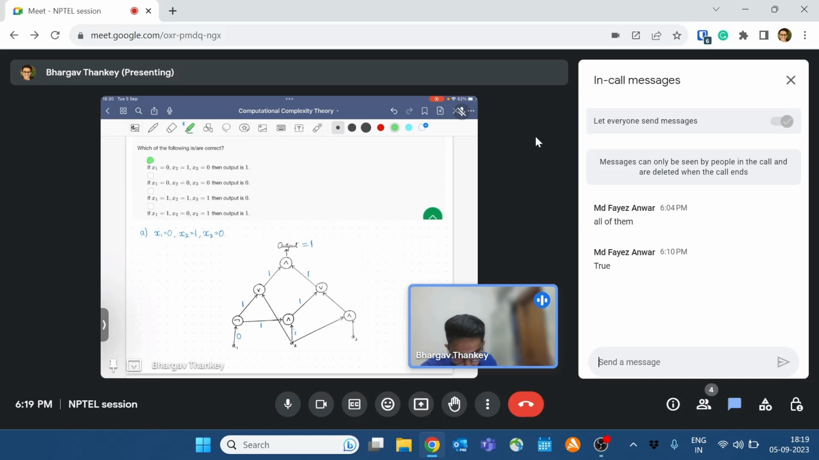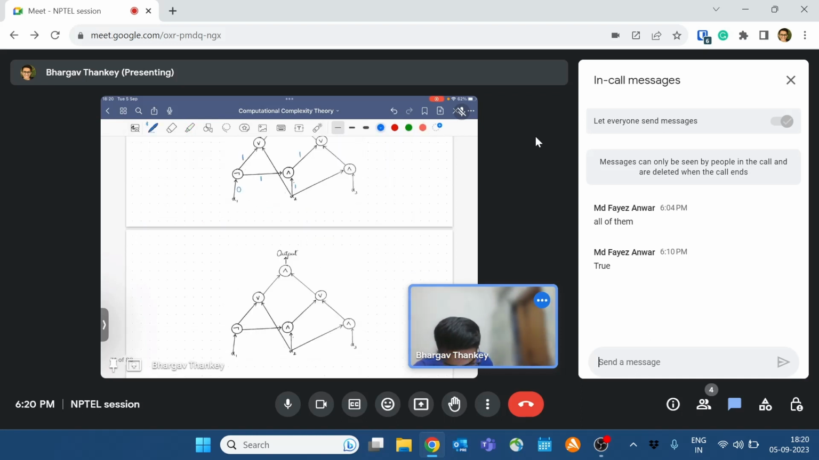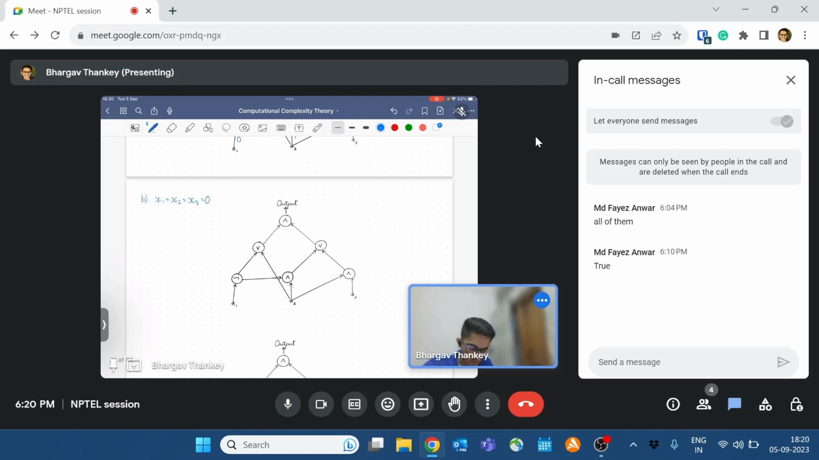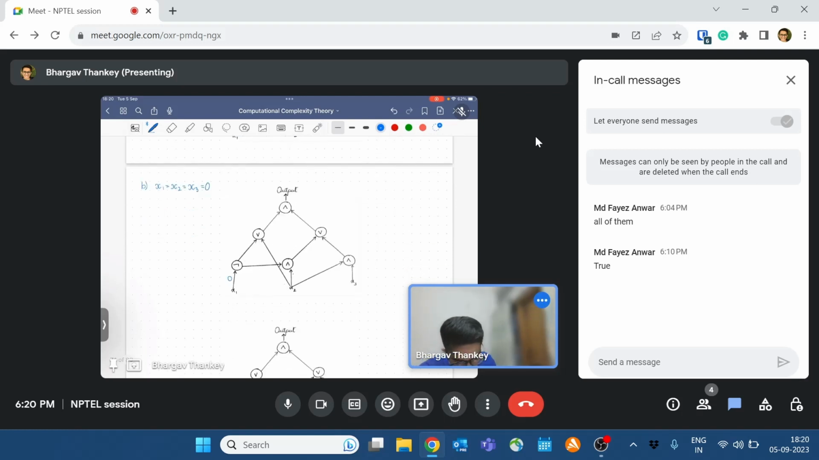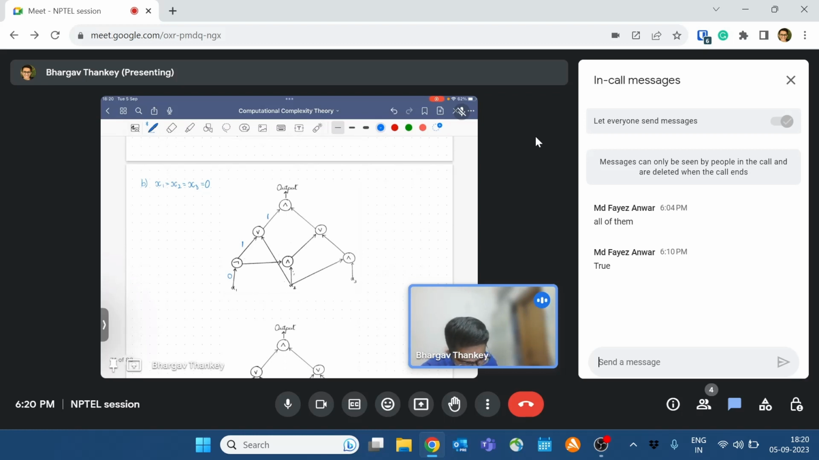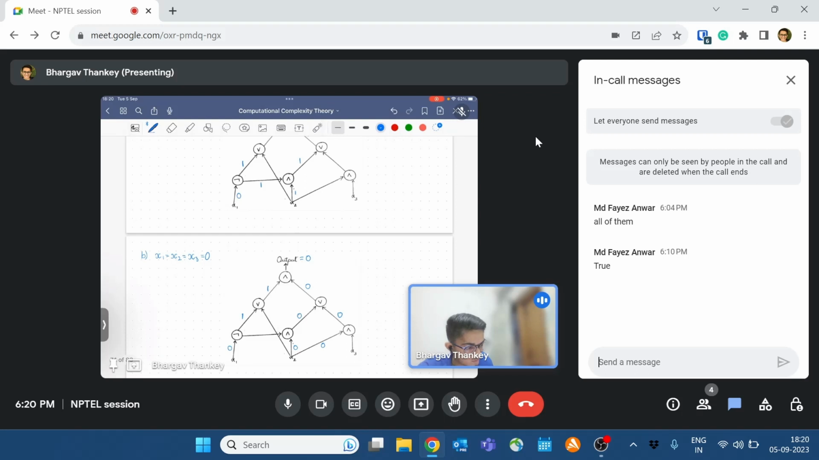Okay, what about option B? x1, x2, x3, all three are 0. Okay, so what will happen in this? Since x1 is 0, this is 1, and so this is 1. This remains the same as before. x2 is 0, so this is 0. And since we have an AND gate over here, this is 0. x2 is 0, so this is 0. Again, we have an AND gate, so this is 0. So this is 0 and the output is 0. Yeah, so B is also true.